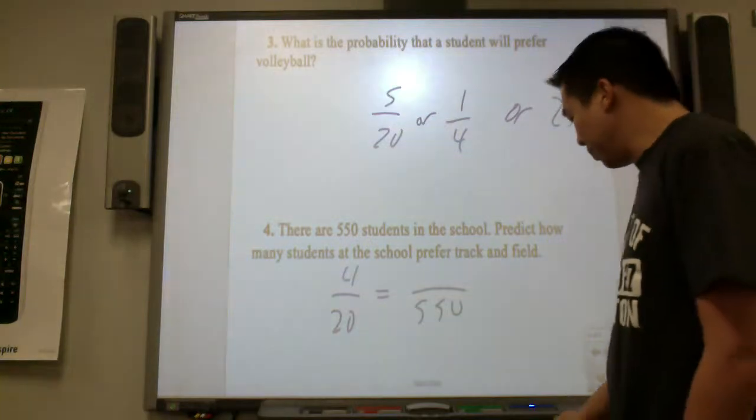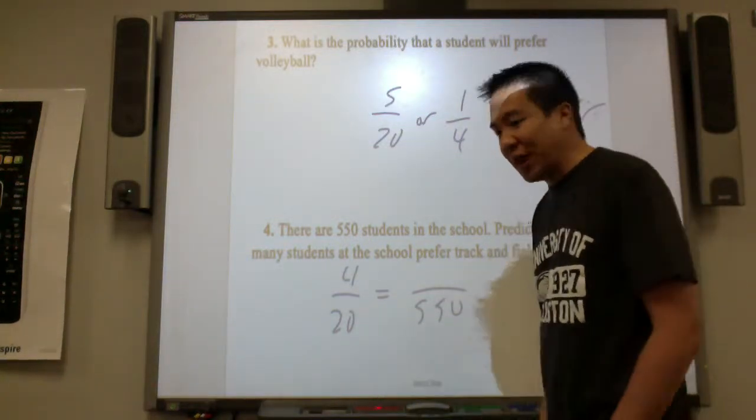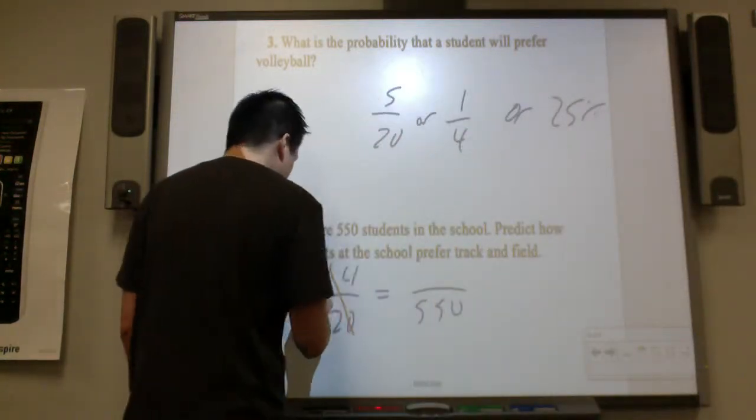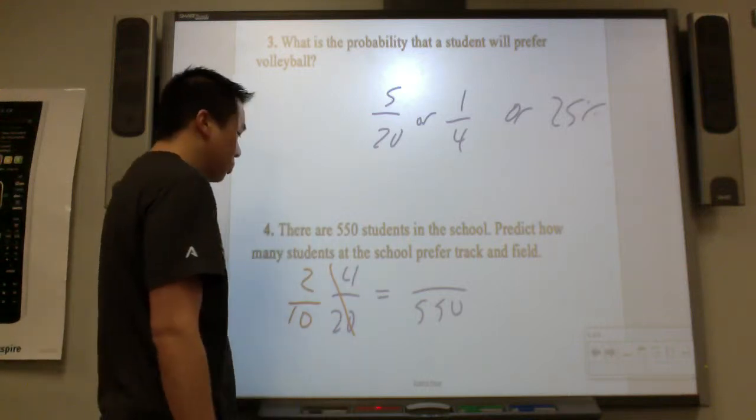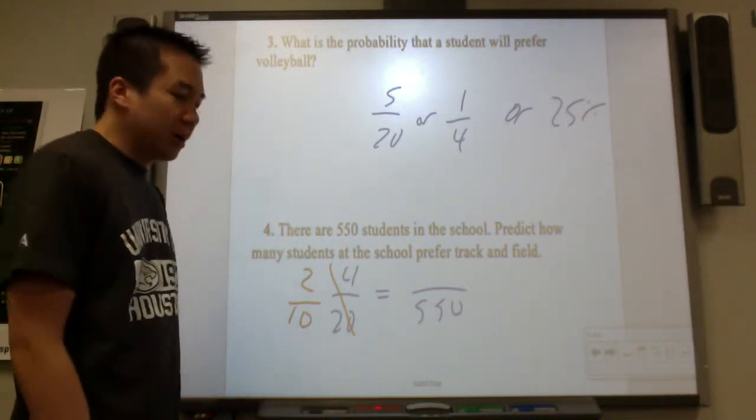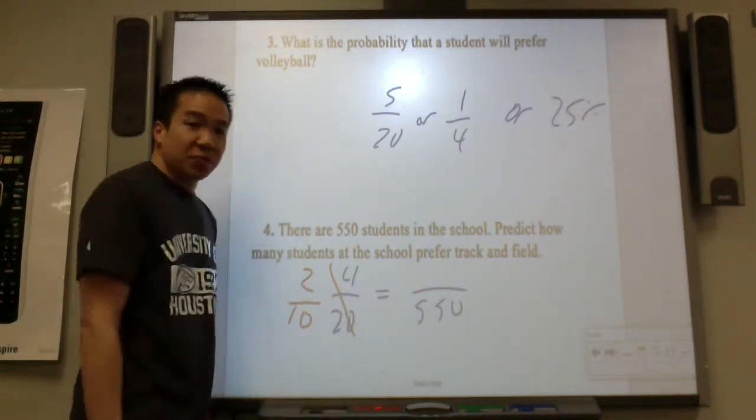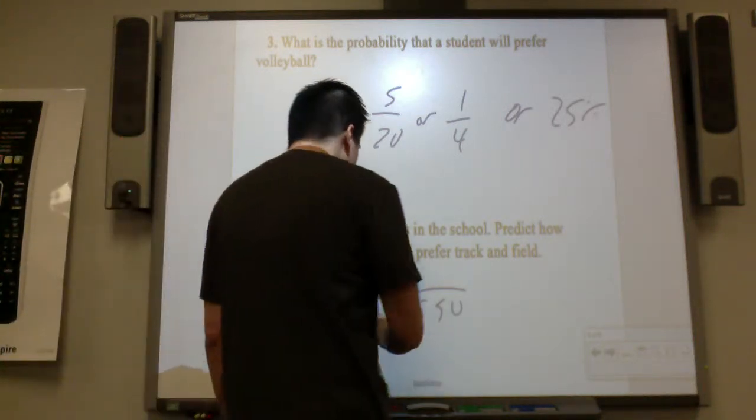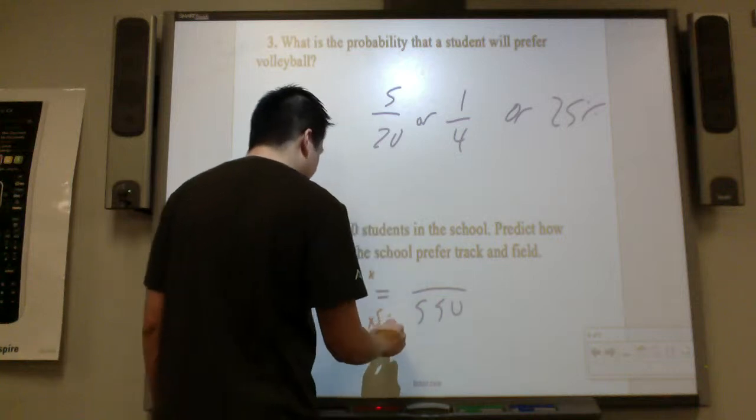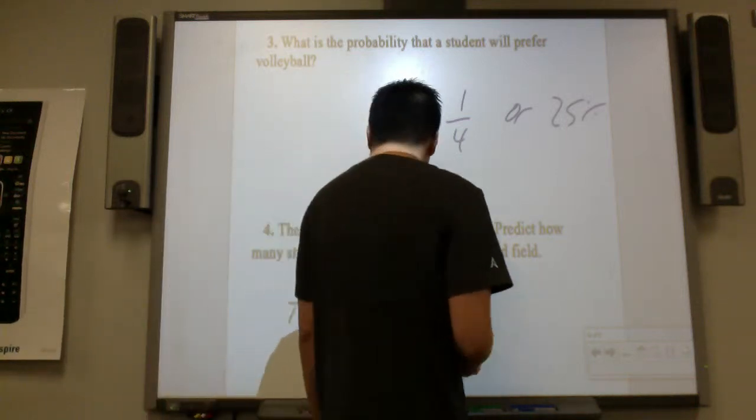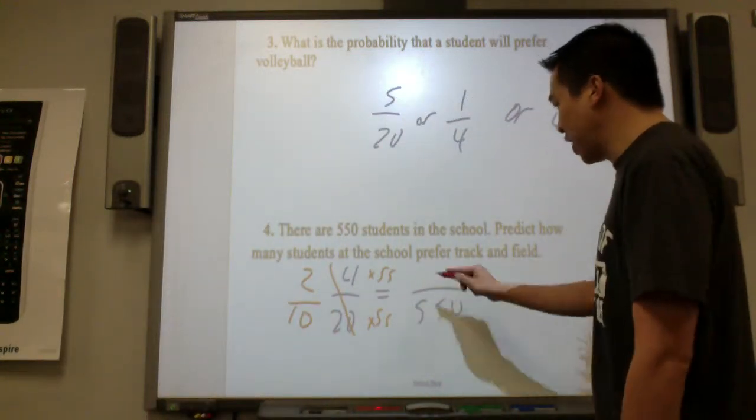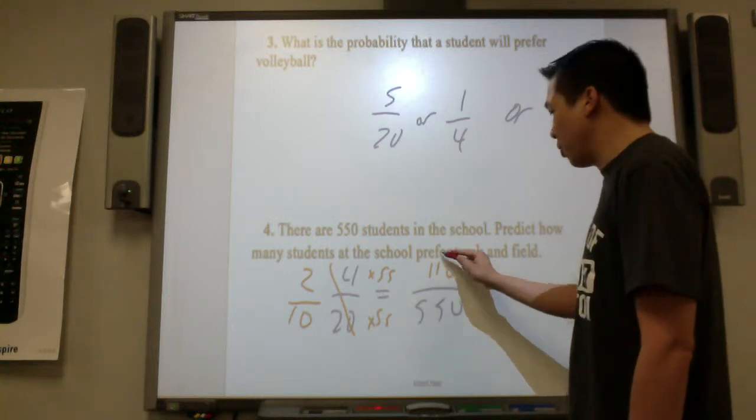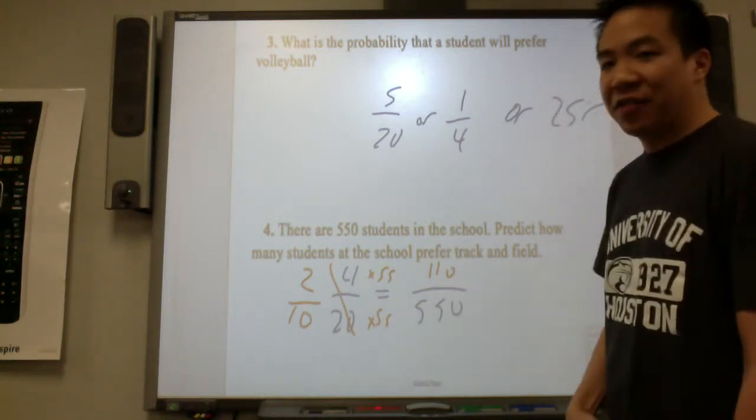All right, let's split it up. Can 20 be built up to 550? I don't think so. Let's break this down to 2 and 10. You could break it down to 1/5, but can 10 be built up to 550? Why would I want to go down to 5 now to build up even more? So how many groups of 10 go into 550? 55 times. So 2 times 55 is 110 students who prefer track and field out of 550.